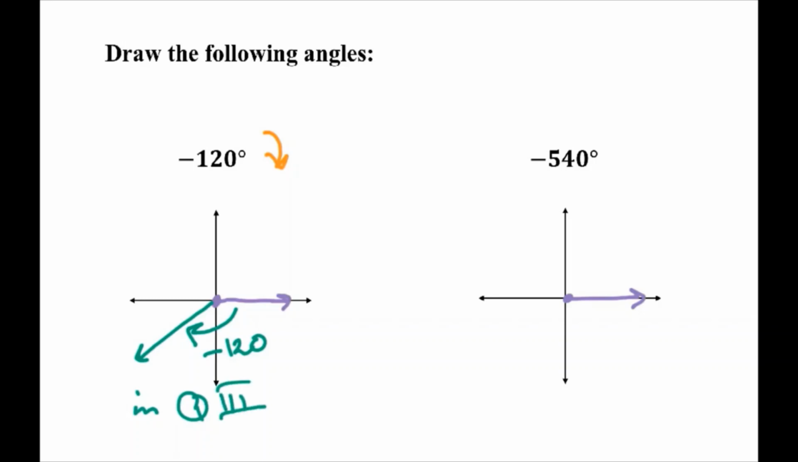Now, what about negative 540? We are going to go clockwise also because it's negative. So from here to here is 360, and if I add 180, I'm going to end up here. So basically, I need to draw the terminal side. This is also a quadrantal angle.